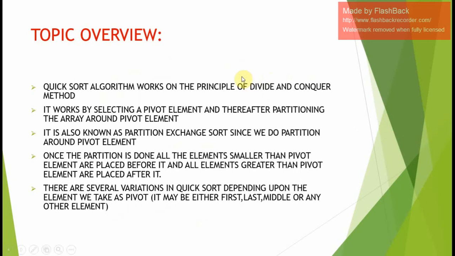Coming to the topic overview, the Quicksort algorithm works on the principle of the divide and conquer method. It works by selecting a pivot element and thereafter partitioning the array around the pivot element. It is also known as partition exchange sort since we do partition around the pivot element. Once the partition is done, all the elements smaller than pivot are placed before it and all the elements greater than pivot are placed after it.